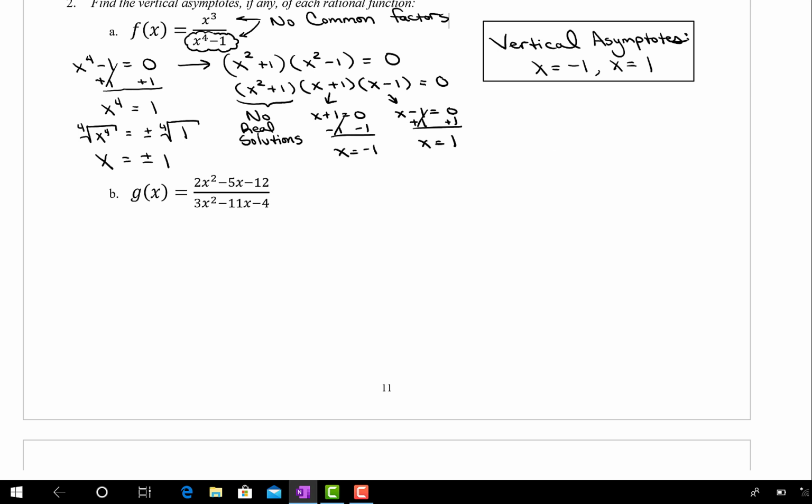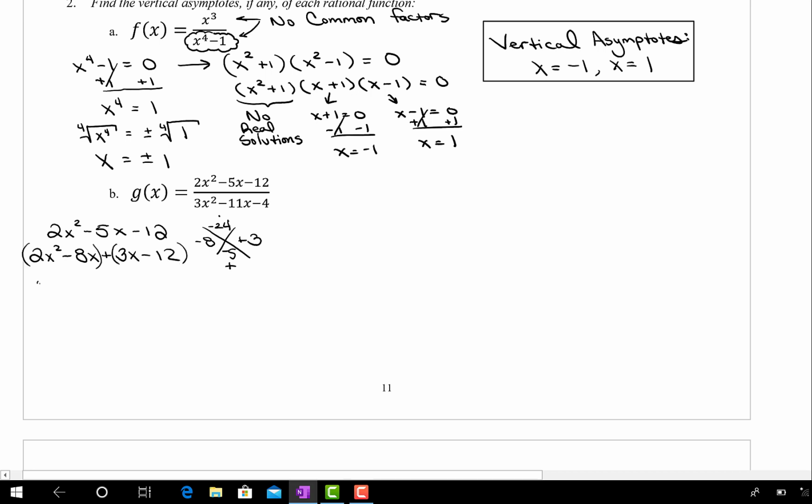All right, let's go to B. This one, I definitely need to factor these out. These have leading coefficients that are not 1s, so whenever we have any trinomial of this form that can be factored and its leading coefficient is not a 1, I like to use the factoring by grouping method, so that's what I'm going to use. You guys can use trial and error to factor this out, and that's perfectly fine. But I'm going to use factoring by grouping.